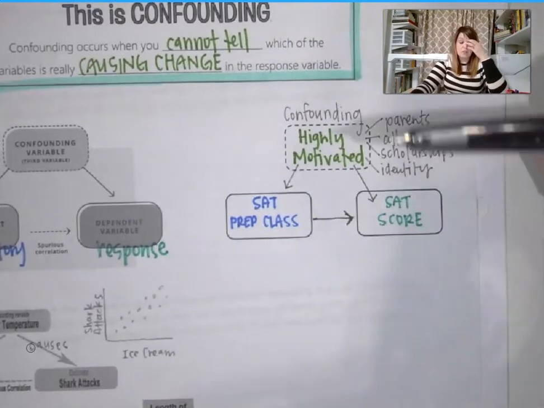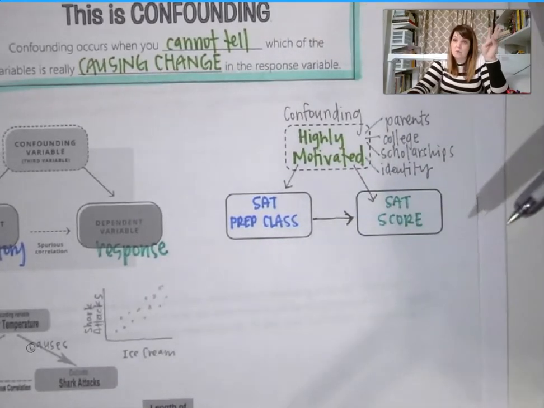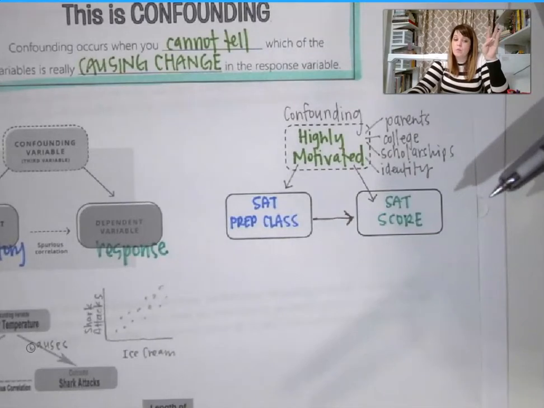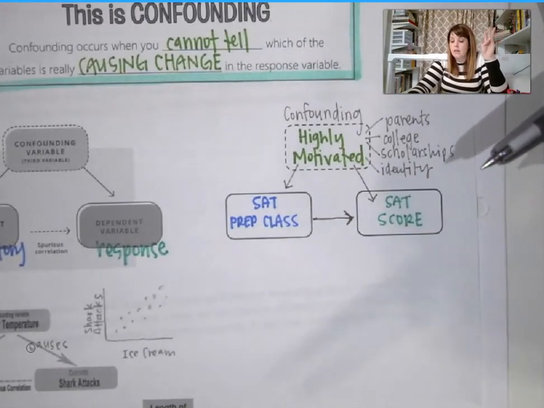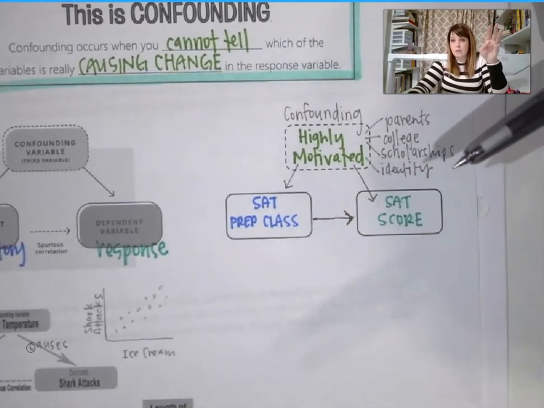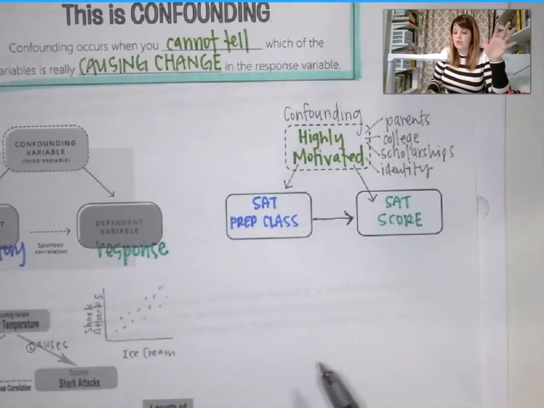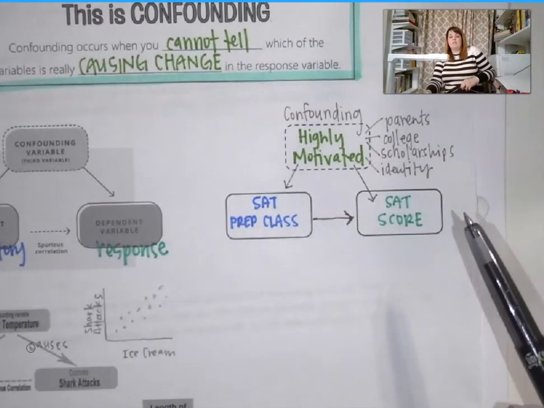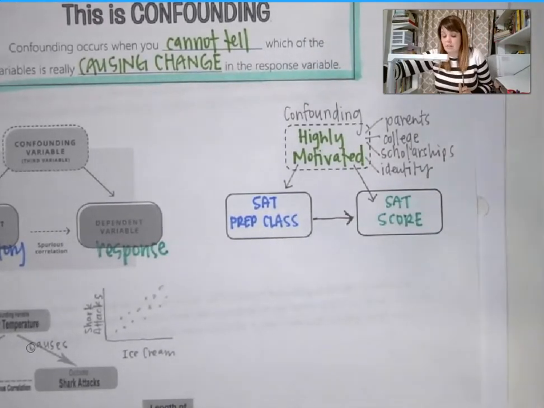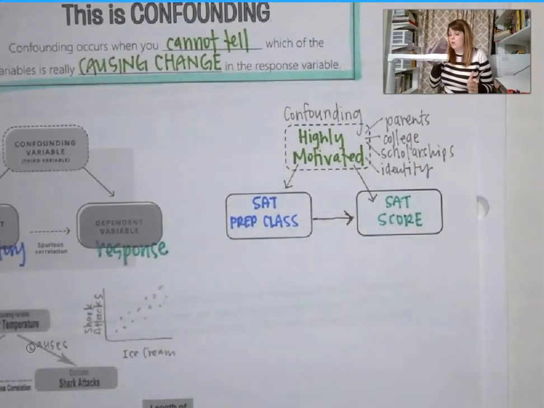So I want you to take like 30 seconds or longer, or however long you need, but really pause this video, and I want you to see if you can come up with a confounding variable. So what do you think could really be the cause of the SAT score? So really pause the video and try to come up with at least one.